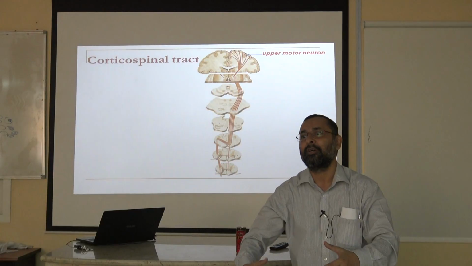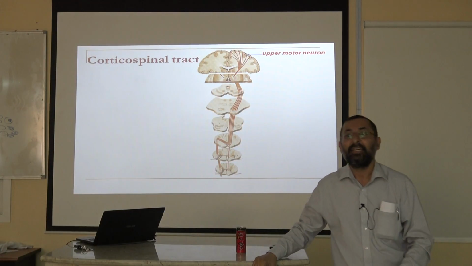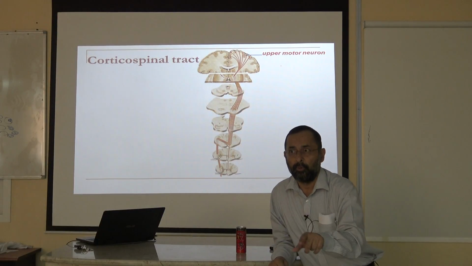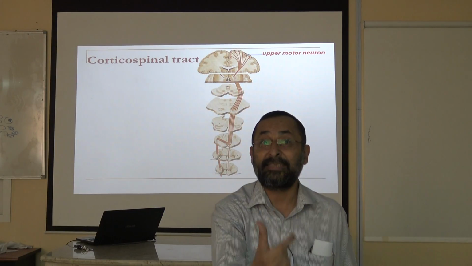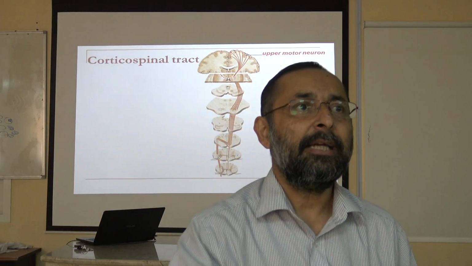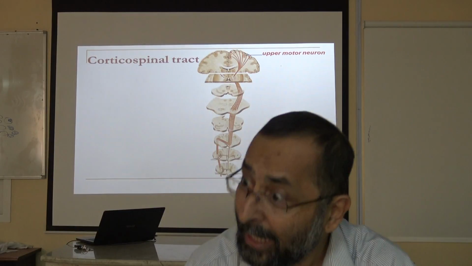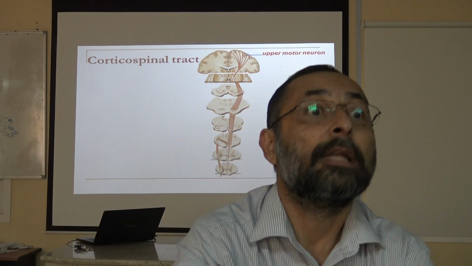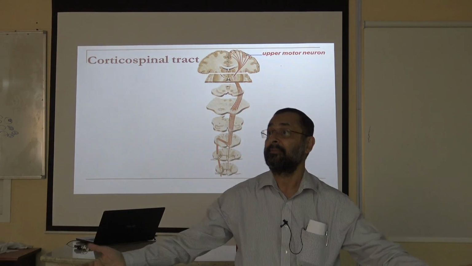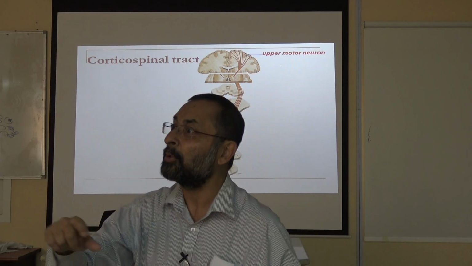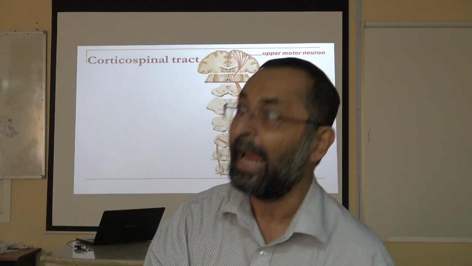So they are ending on the lower motor neurons, directly or indirectly. Now, please listen to my statement and answer. I am saying the fibers are ending directly and indirectly on the lower motor neurons. What do I mean by that? They are connected to the lower motor neurons directly and indirectly.